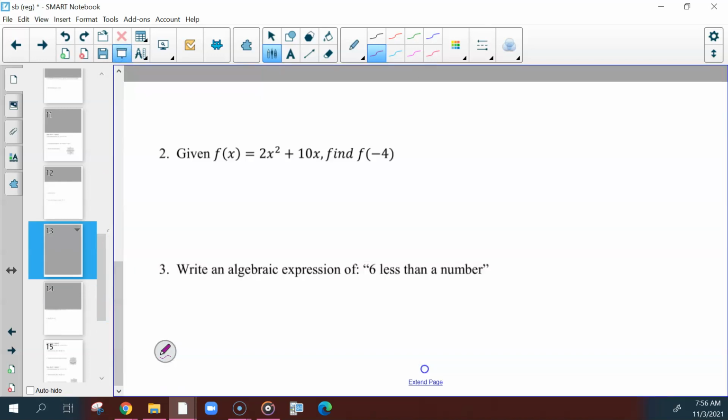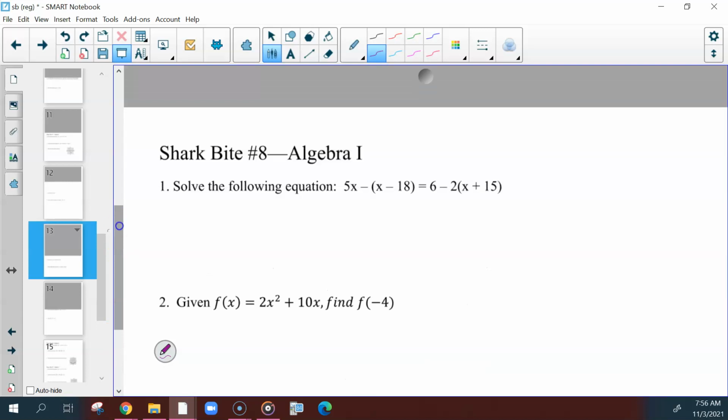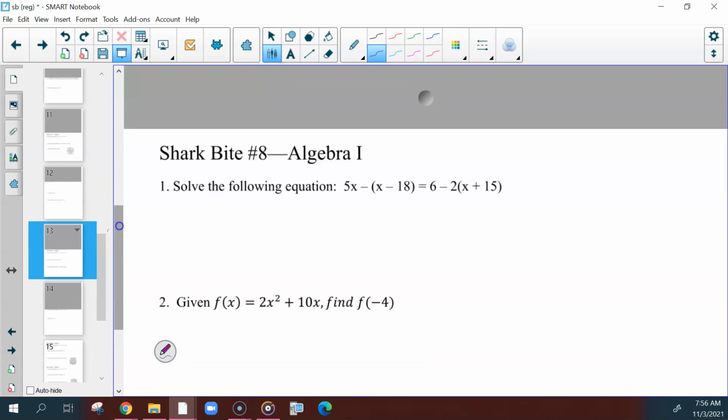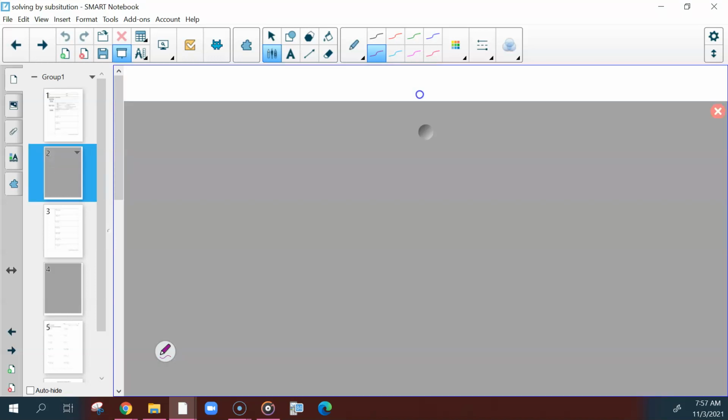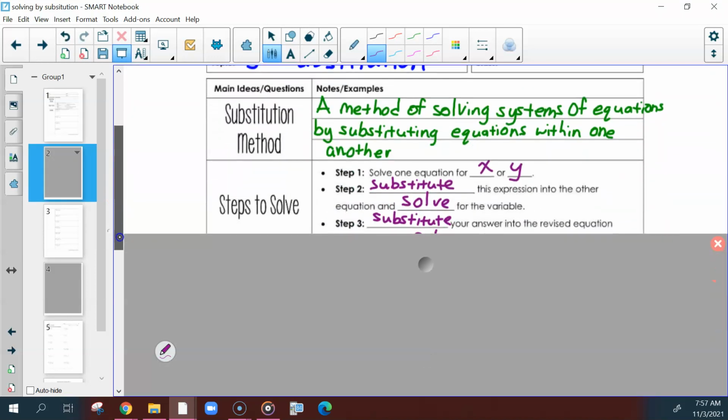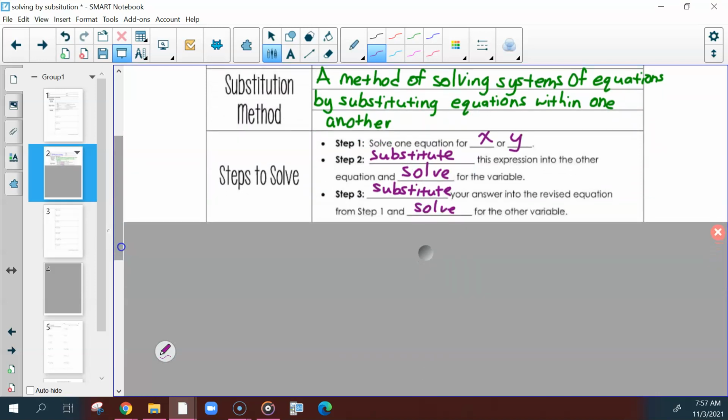So the last couple of classes we were talking about solving systems of equations by graphing. Today we're going to be solving systems of equations by substitution. So you should have those notes on your desk. I'm going to fill this part out so you guys can fill that part out. The substitution method is a method of solving systems of equations by substituting equations within one another.